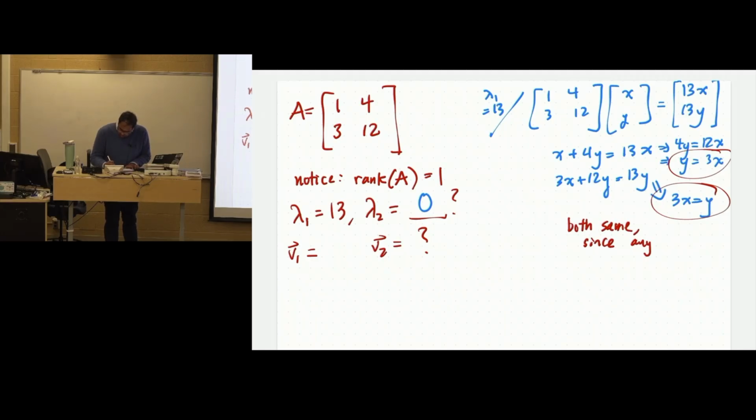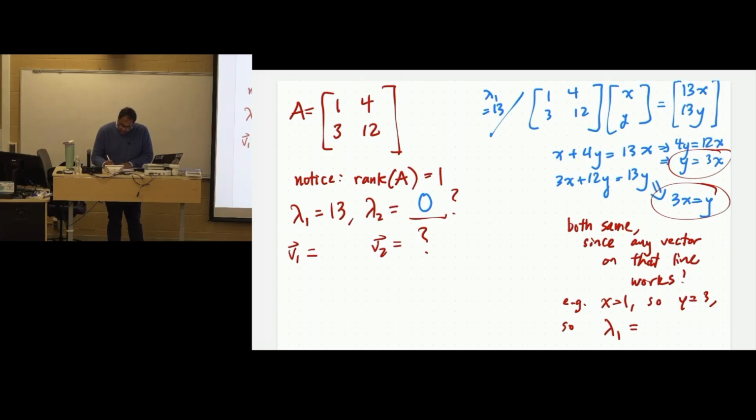Since any vector on that line works, the easy solution to me is just plug in x equals 1. So y equals 3. So the eigenvector for lambda 1 is the vector 1, 3. That works. Okay? You just can't plug in 0, because then you get 0, 0, and 0 is not supposed to be an eigenvector. As you've seen, eigenvalue and eigenvector both start with a v, and it's easy to say the wrong thing. But this is an eigenvector, of course.